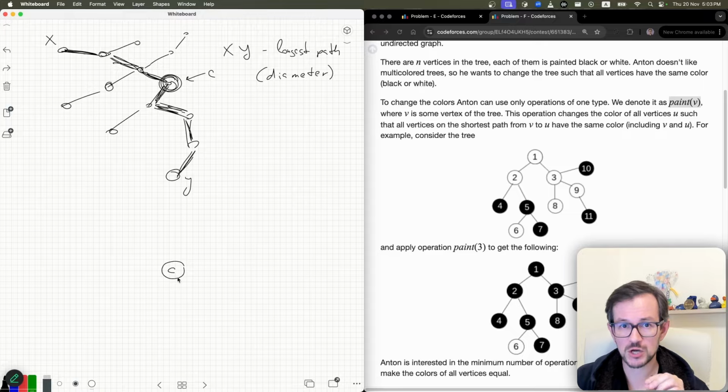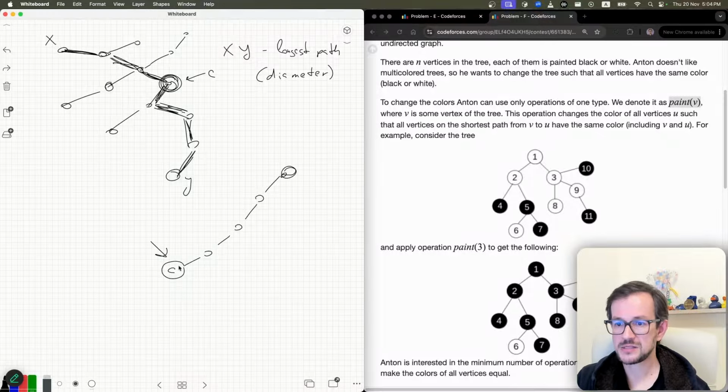I will apply the operations to only this center. So let's look at some leaf. Imagine here I have some leaf. How many operations do I need to apply until I cover this leaf? The number of operations actually equals the number of times I change color on this path.